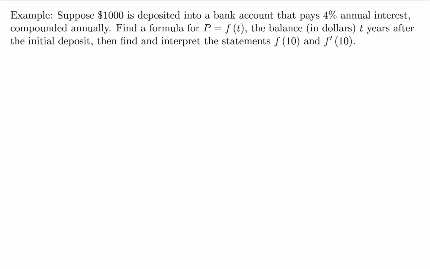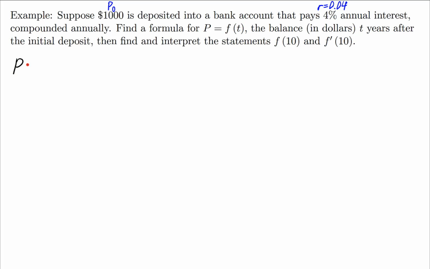For our last example, let's do an interest problem. Suppose we have $1,000 deposited into a bank account that pays 4% interest. And this is compounded annually. That's important. So P0 is my 1,000. My R would be 0.04 because, again, you want to change that to a decimal. And let's find a few values here.